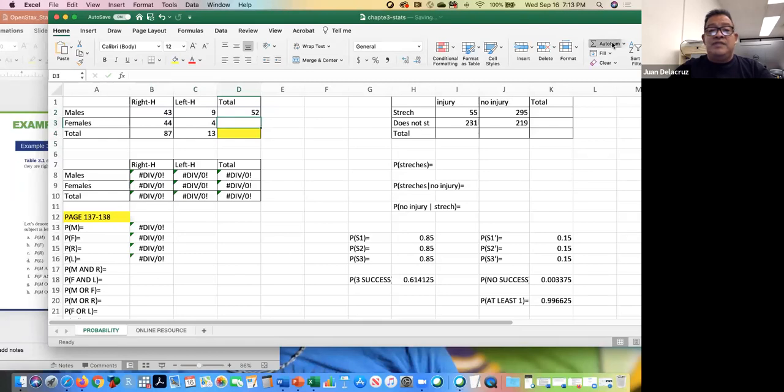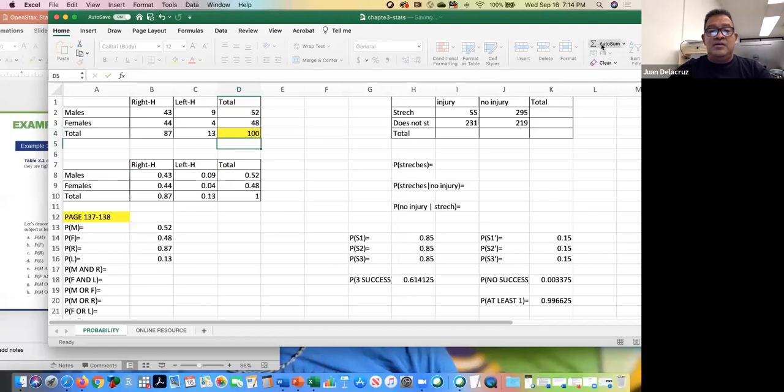And I'm going to find the sum of the rows. And then at the end, I'm going to find the sum of this. Of course, 87 plus 13 is 100. 52 plus 48 is 100. So either way, I just do the 100%, right? So this is my probability table.